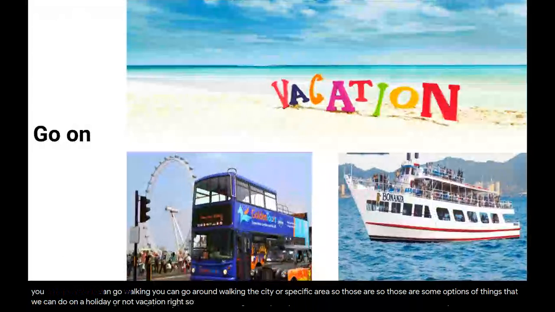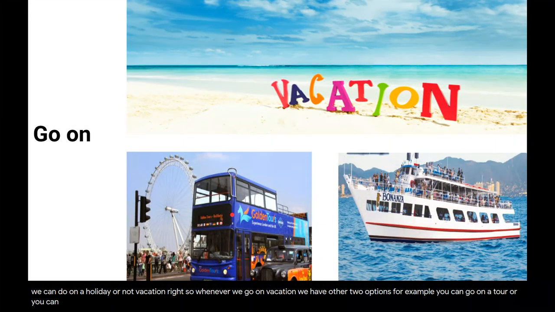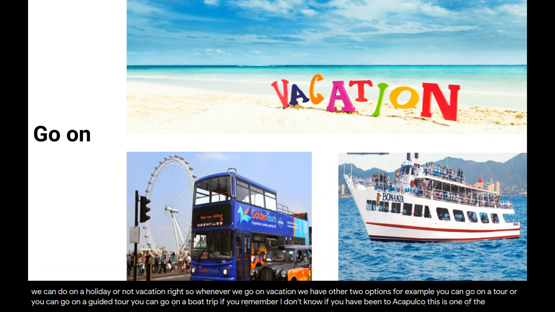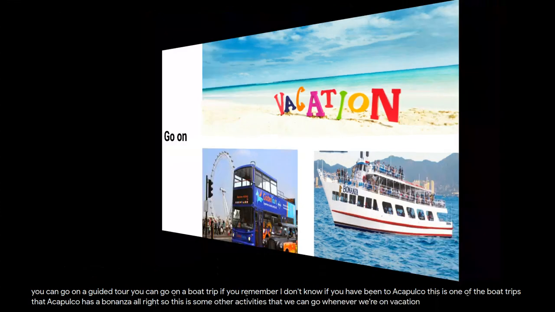So whenever we go on vacation, we have other options. For example, you can go on a tour, or you can go on a guided tour. You can go on a boat trip. I don't know if you have been to Acapulco. This is one of the boat trips that Acapulco has, the Bonanza. All right, so these are some other activities that we can do whenever we're on vacation.